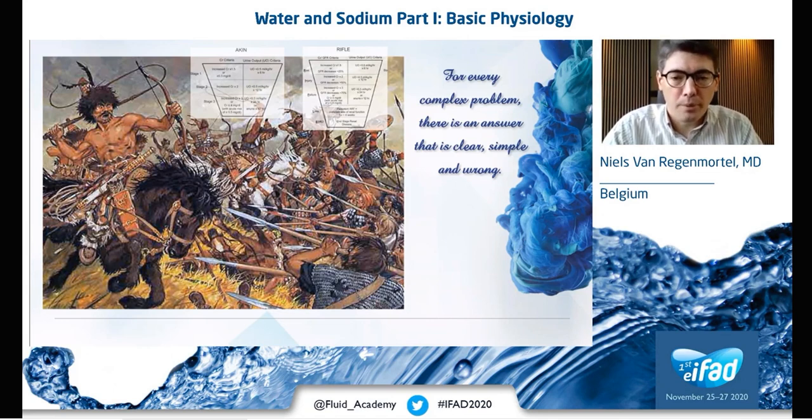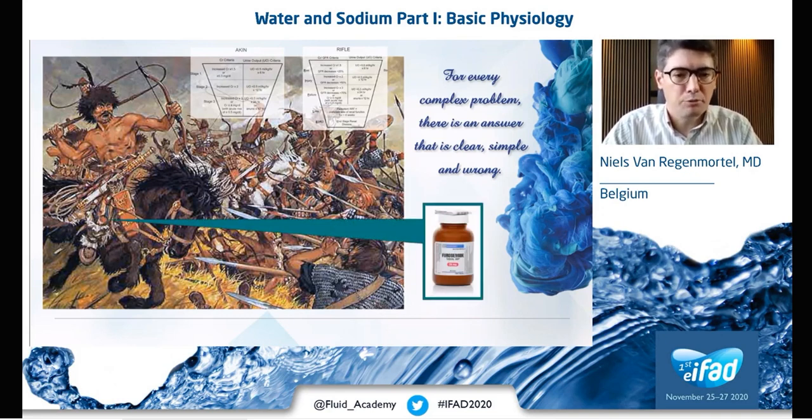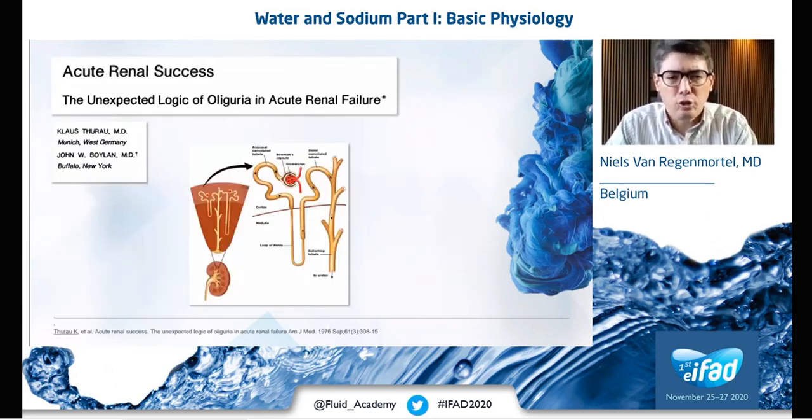And the worst or the least nuanced thing that we can do here is try to treat hypovolemia with furosemide, which is of course completely crazy, but still happens quite a lot. You don't need to treat oliguria with diuretics in 99% of the cases, because this is just a kidney that is doing the best job. And I truly advise you to read this paper, Acute Renal Success. It was published many years ago, actually in my birth year, in '76.